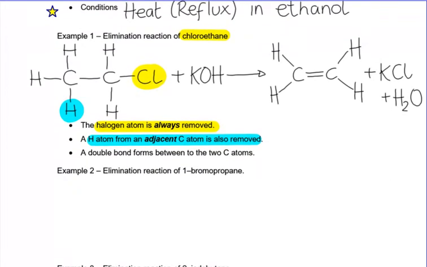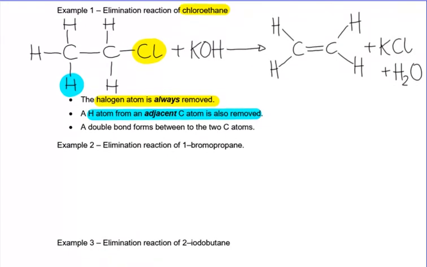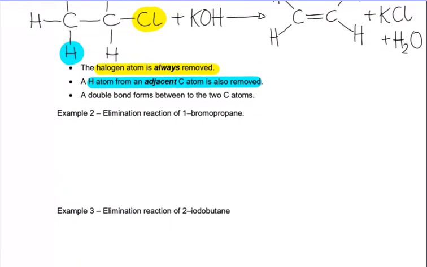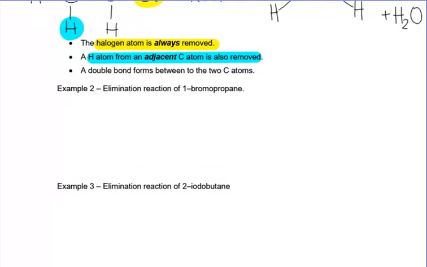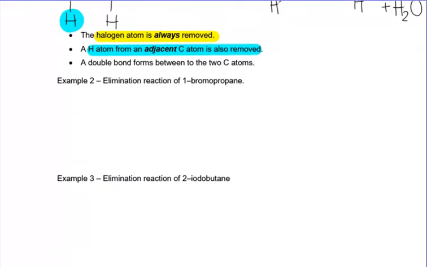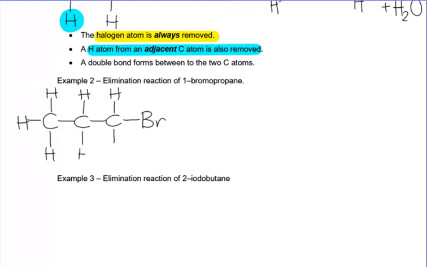You should stop the video now, pause it, and have a go at carrying out that reaction with 1-bromopropane. Right. Have you had a go? If you have, you should have drawn a propane structure, which is 3 carbons, with a Br on number 1, and then we know that it's a saturated structure, 1-bromopropane, so we're going to fill in with hydrogens. We're using KOH as our reagent.